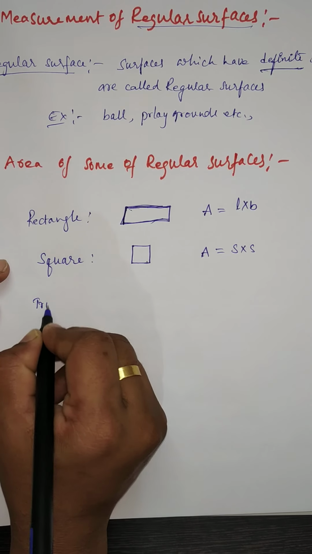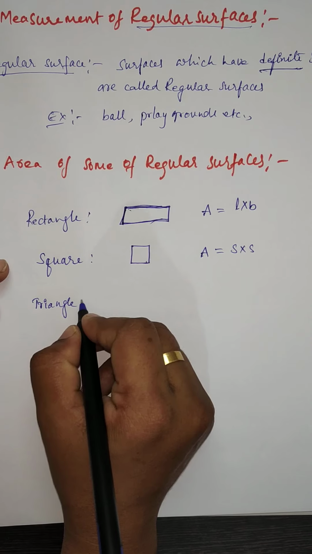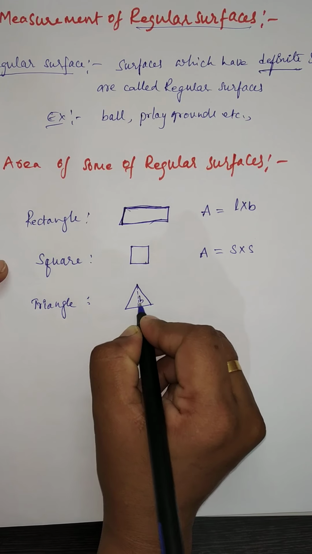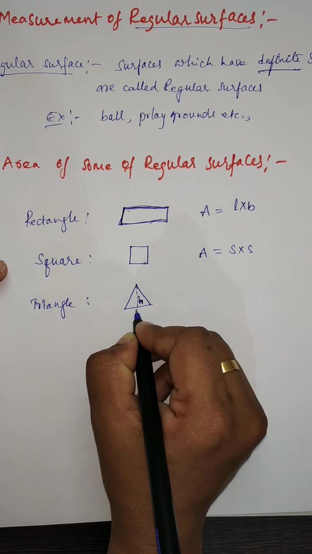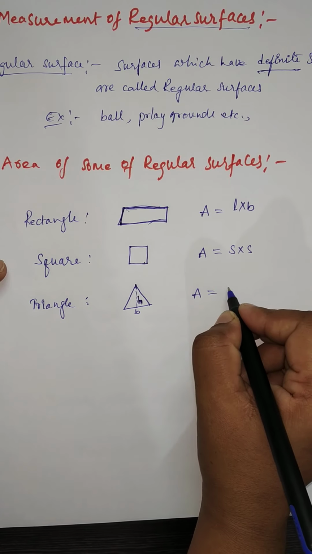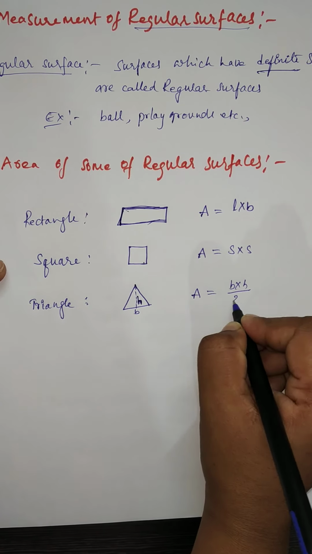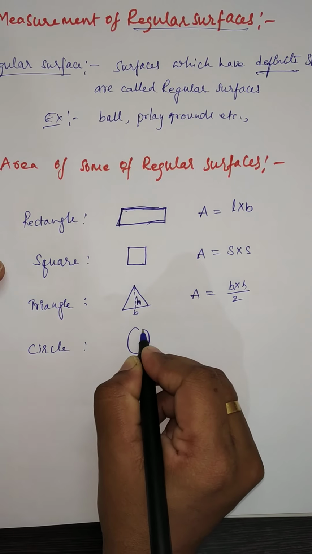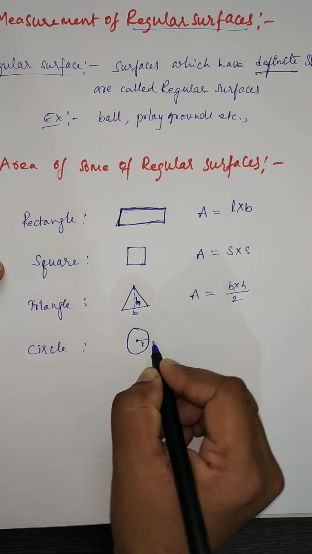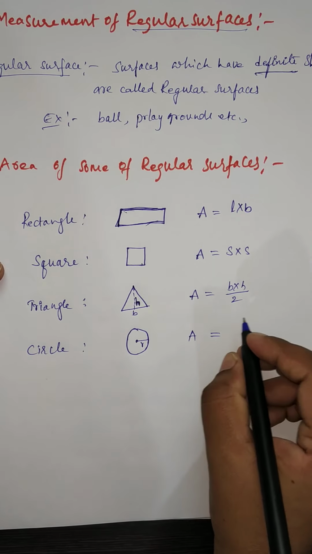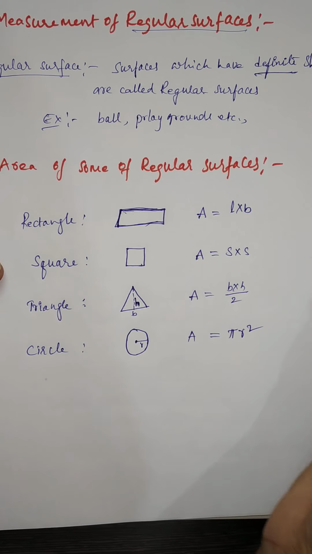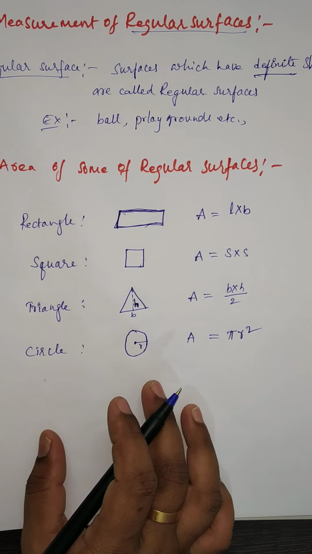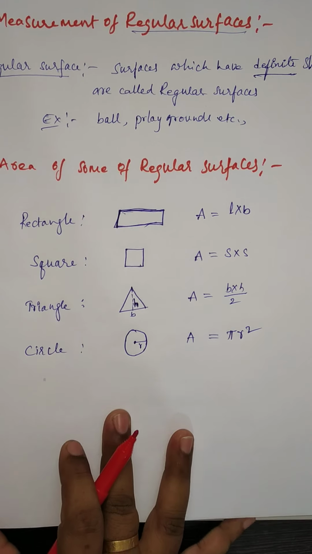Next is triangle. See, this is the height of the triangle h, and this is the base. So area of triangle is equal to base into height upon 2. Next, circle. Center of the circle, r is the radius of the circle. So area of the circle is equal to pi r square, where r is the radius of the circle. These are some examples for regular surfaces.